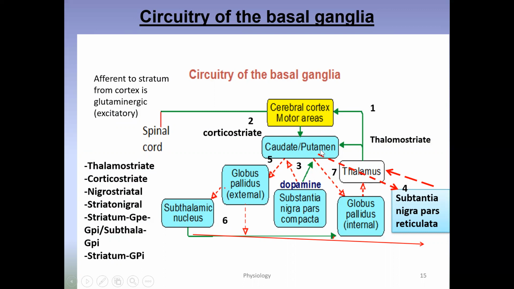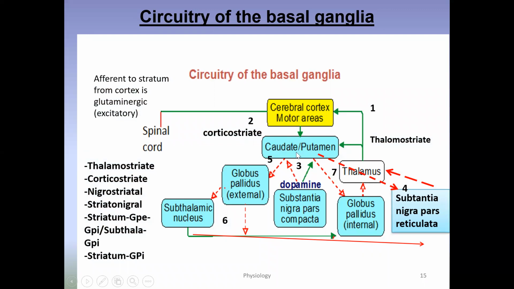Now, what are the internuclear connections present in the basal ganglia, in between the nuclei? First is nigrostriatal. You can see that this is the substantia nigra pars compacta. Remember that the straight line is excitatory, while the dotted line is inhibitory. That means cortex to striatum is excitatory, and thalamus to striatum is excitatory.